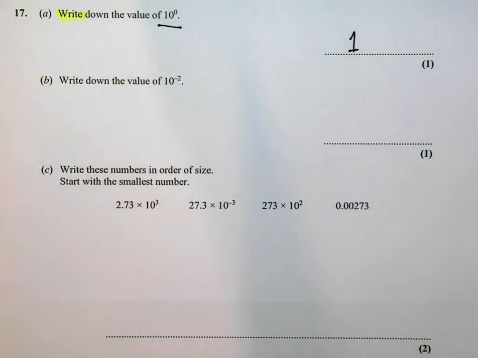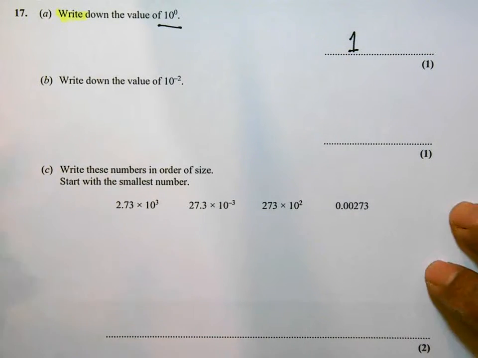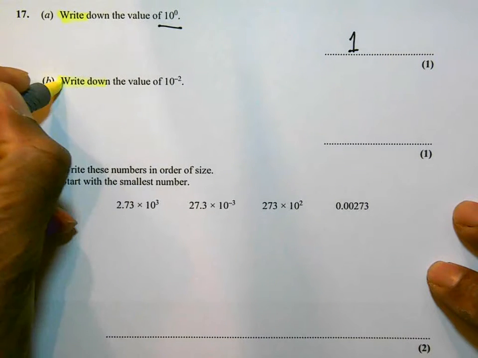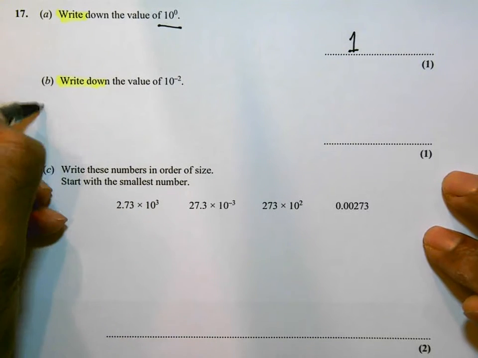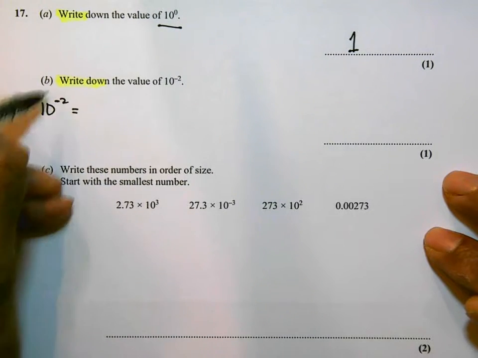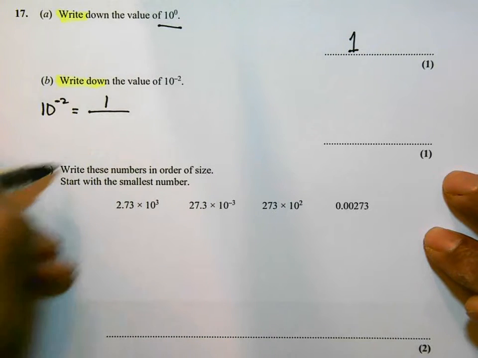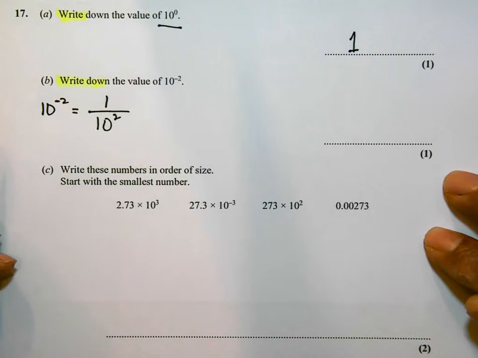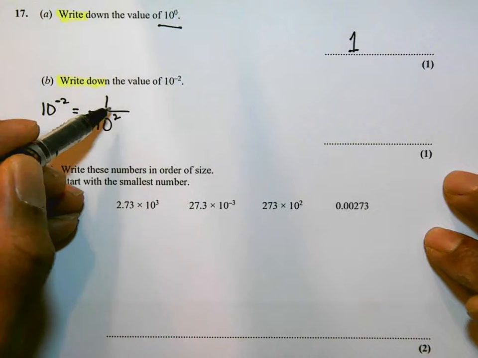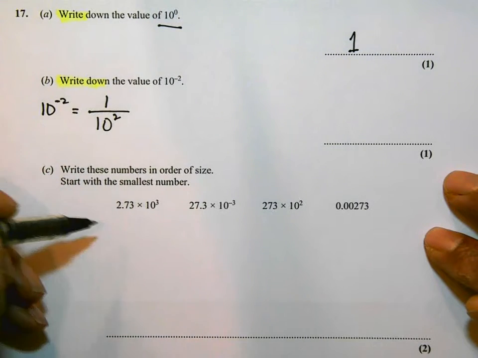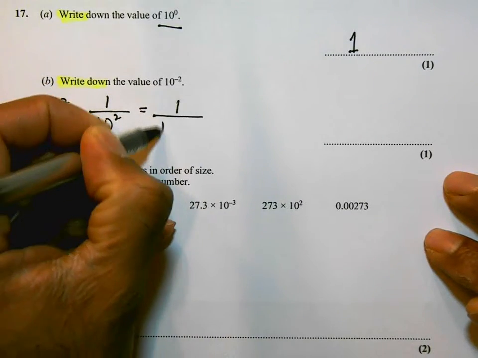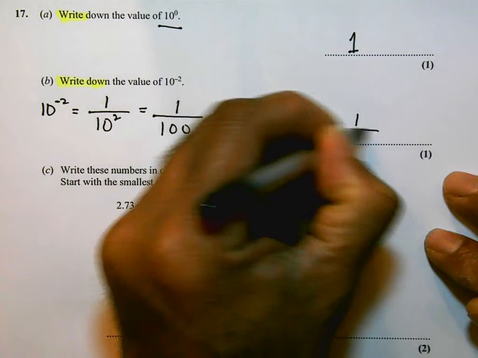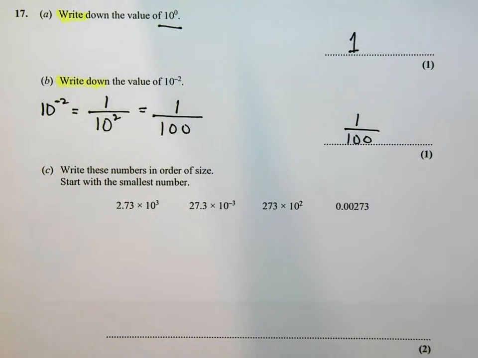Going on to part B, write down the value of 10 to the minus 2. Again, another write down, and this is something that you should know. 10 to the minus 2: the minus sign means 1 over, so it's a reciprocal term. I need to work out 10 squared, which you should know is 10 times 10, which is 100. And that's my answer, 1 over 100. A pretty straightforward question.